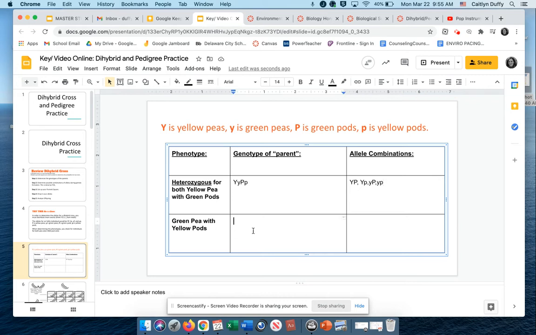The only way to get green peas is to have little y, okay? Because it's recessive. Yellow pods, again, they have to be recessive. So it's going to be little p, okay? The only combination we can get is little y, little p, little y, little p, little y, little p, and little y, little p. So the only allele combination we can get is little y, little p. Easy peasy for all of those gametes, all right?